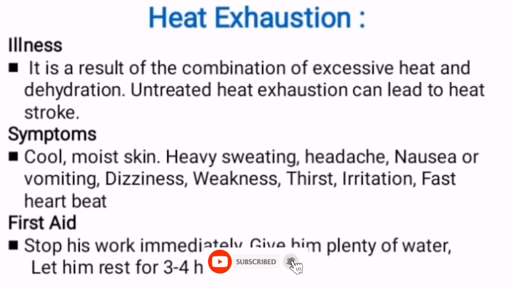The next illness we will discuss is heat exhaustion. It is the result of a combination of excessive heat, meaning working in a high heat atmosphere, and then his body going through dehydration. Untreated heat exhaustion can lead to heat stroke. The symptoms will be cold moist skin, heavy sweating, headache, nausea, vomiting, dizziness, weakness, thirst, irritation, fast heartbeat. So these are some of the symptoms of heat exhaustion.